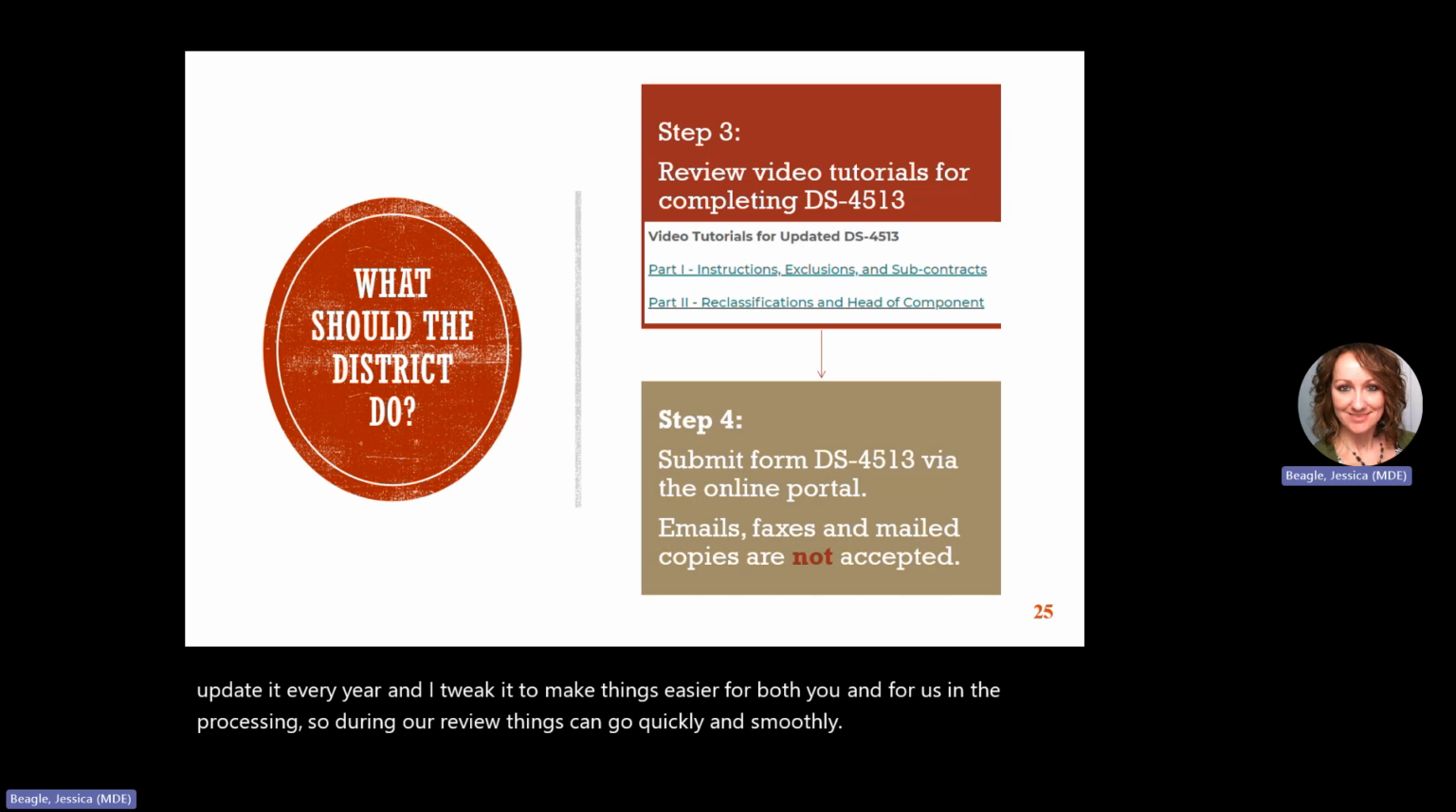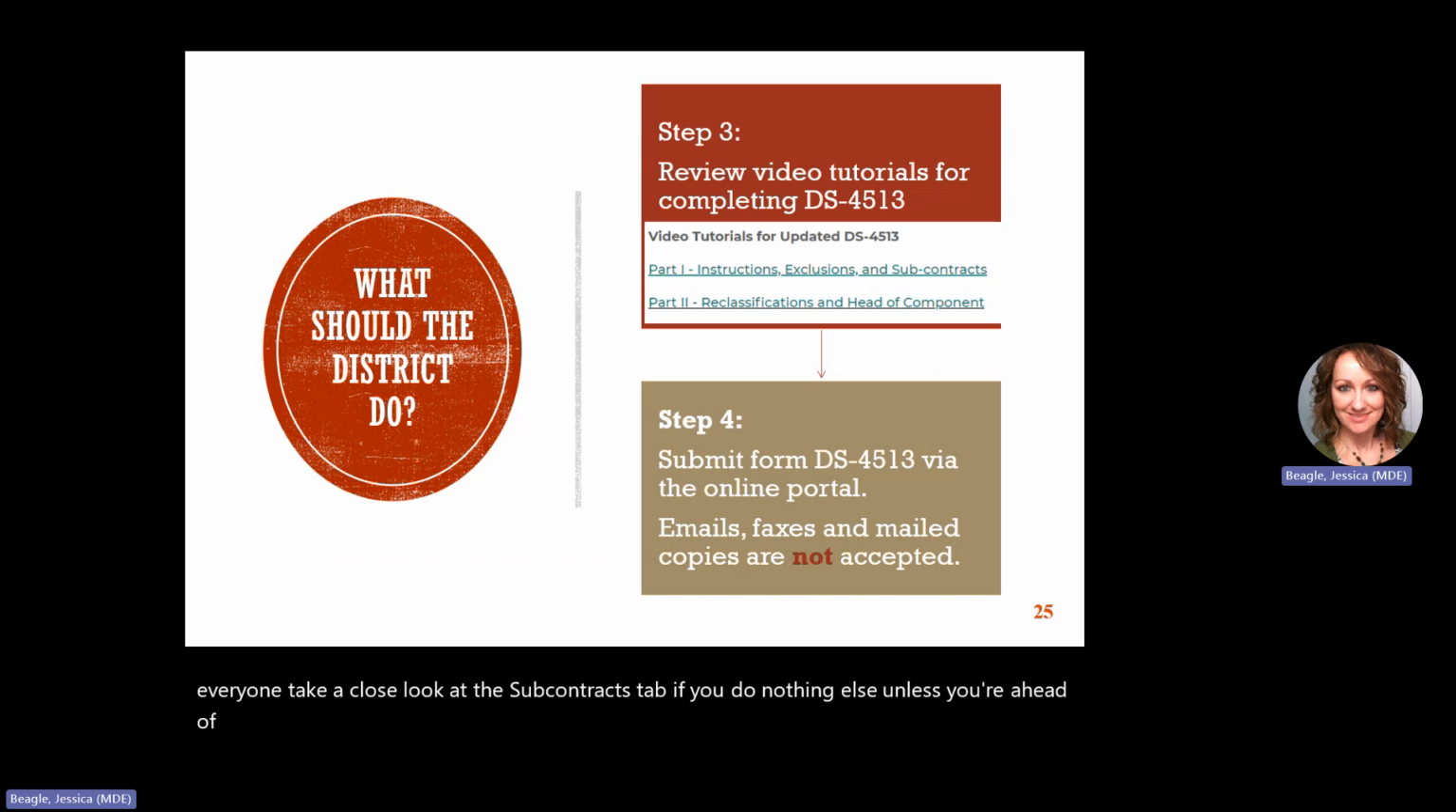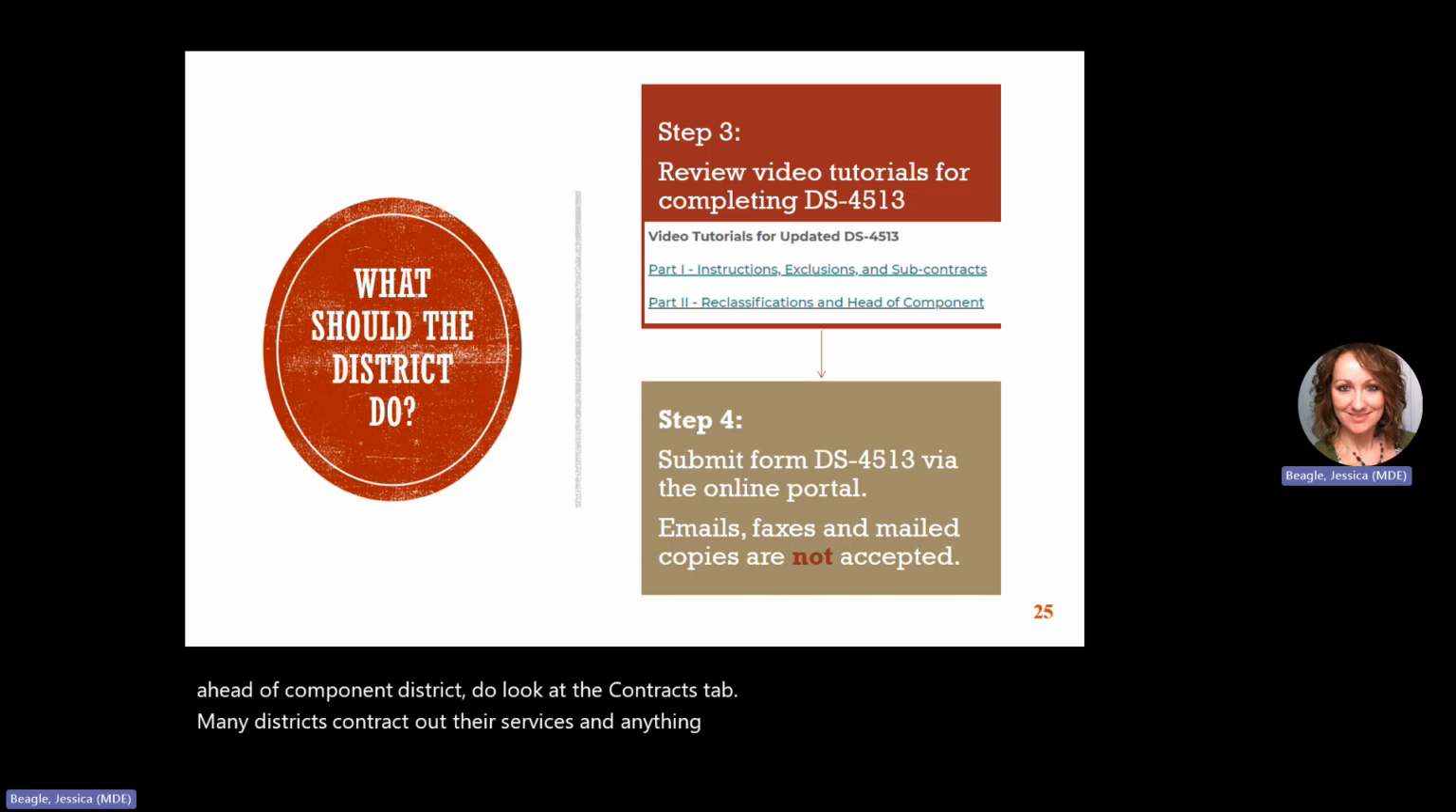Here's a tip now from my 8 years of running this process. I highly recommend that everyone take a close look at the subcontracts tab. If you do nothing else, unless you're a head of component district, do look at the contracts tab. Many districts contract out their services, and anything over $25,000 of a contract should be excluded.